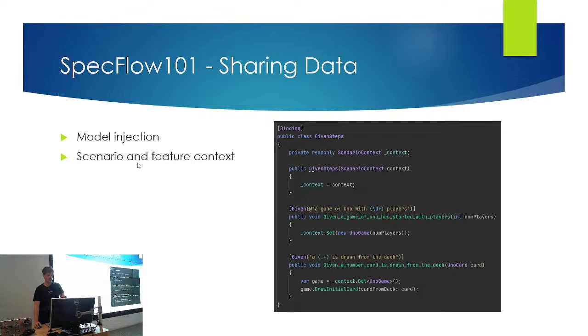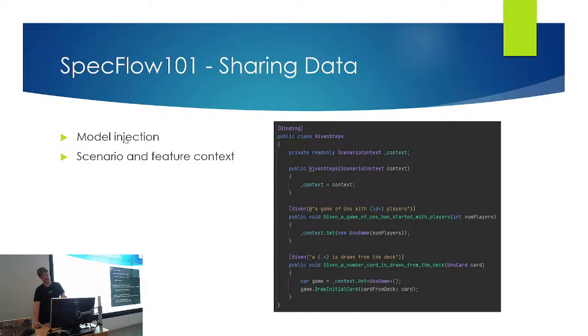And the other way we can do that is there are two special classes that you can inject. There's a scenario context and a feature context. So we can just inject the scenario context straight into our test class, and there's methods on that, so we can set data and we can also get data. So that's obviously scoped for the scenario. The feature context is pretty much the same, except it's scoped for the feature.